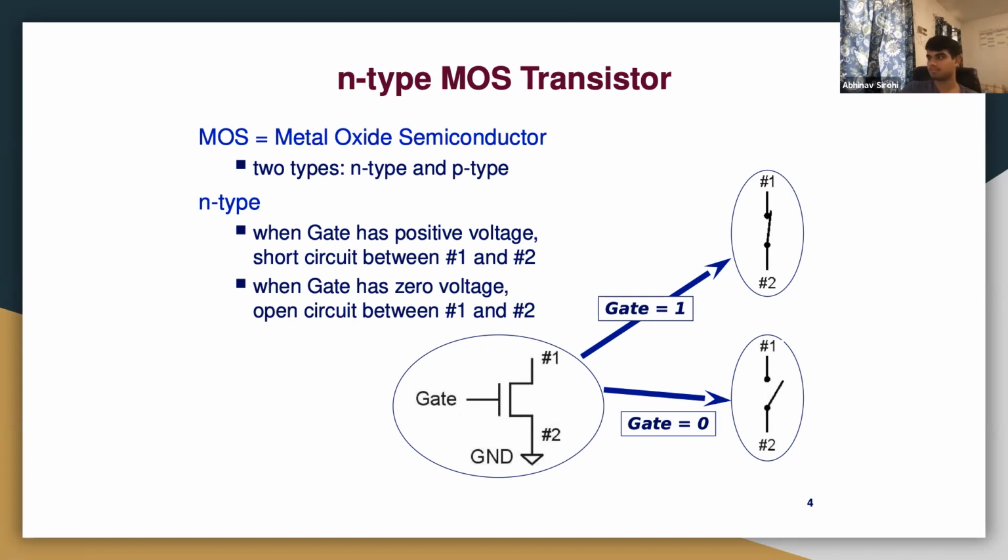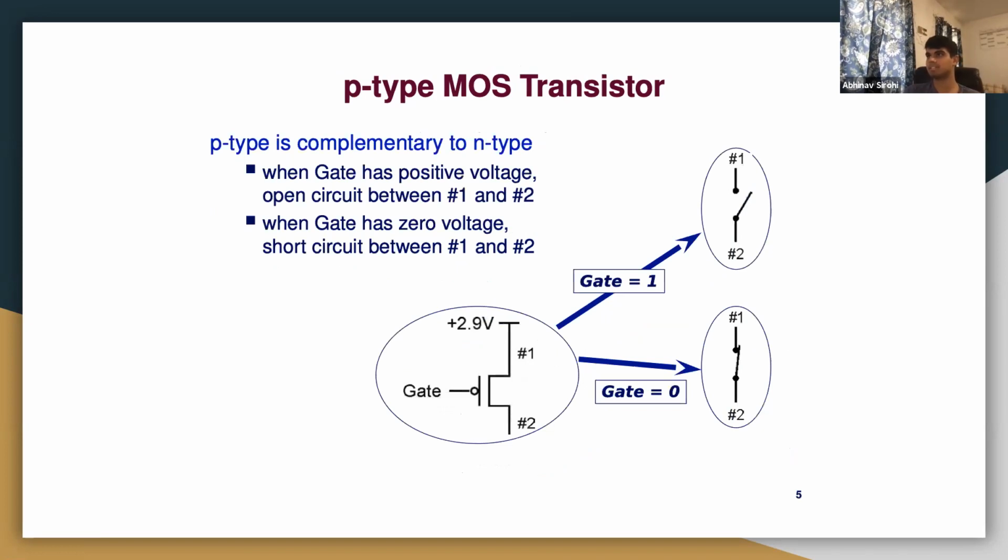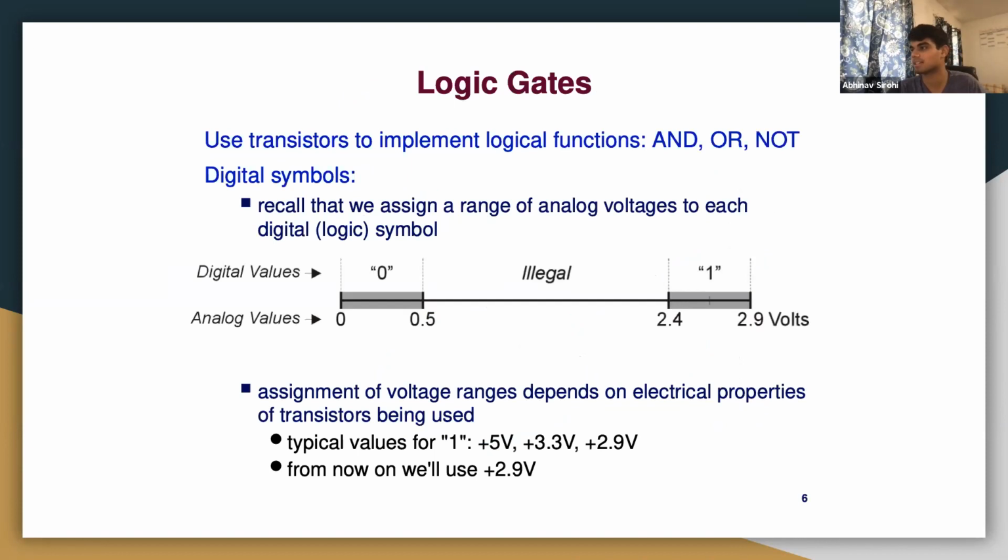In the case of P transistors, these are complementary to the N type, so they have the opposite effect. When the gate has positive voltage, the circuit's open, but when the gate has 0 voltage, the circuit is closed and a connection is made. And this will all start to make more sense as we go on.